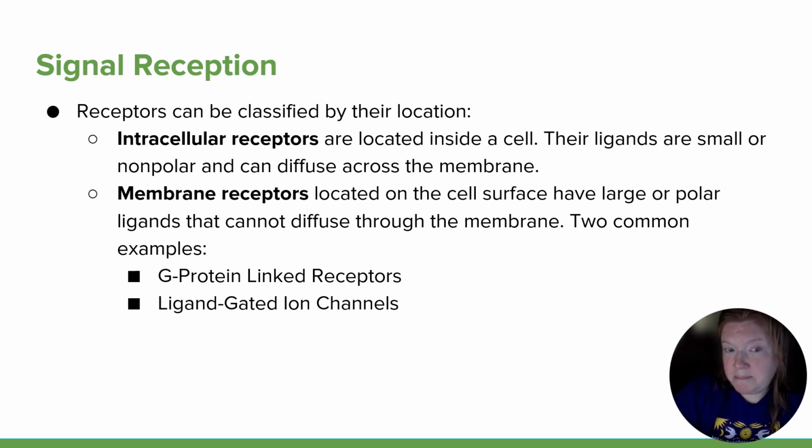Now, membrane receptors are located on the cell surface, and they typically have ligands that are large or polar or hydrophilic, meaning they cannot diffuse through the membrane without help or cannot diffuse through the membrane at all. So two common types of membrane receptors are G protein linked receptors and ligand gated ion channels.